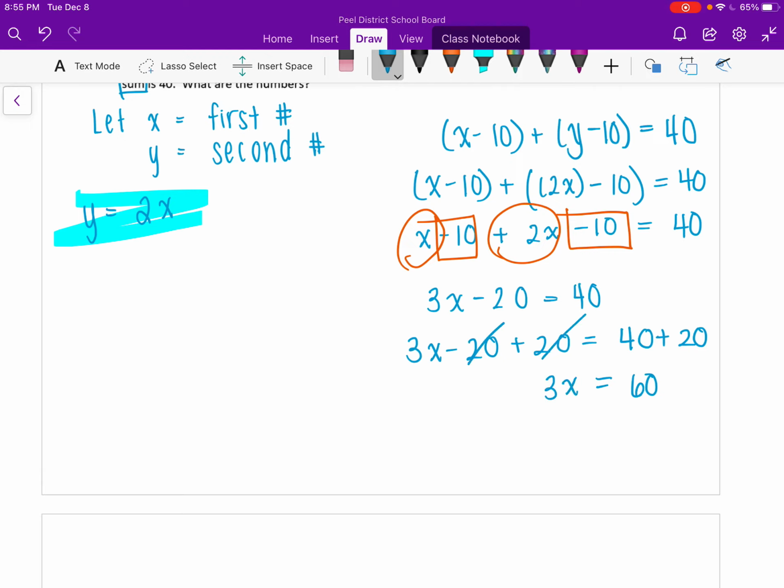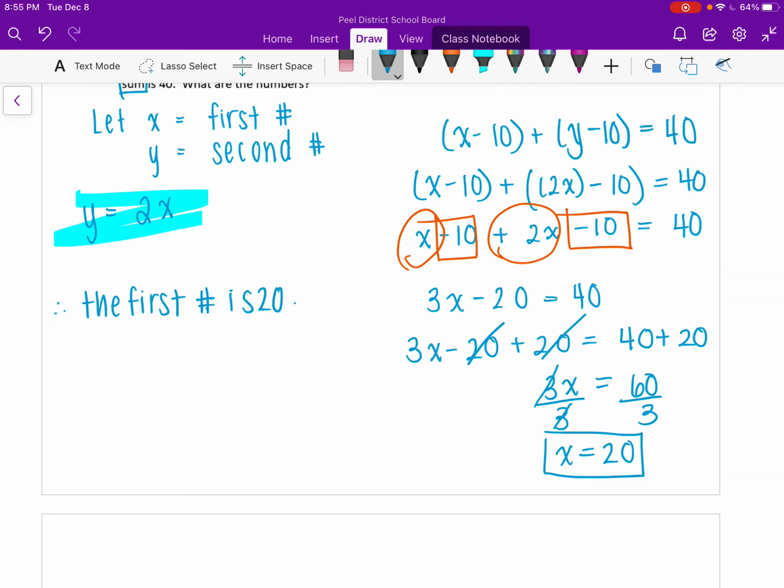You're going to do 3x, right? I want to get the x by itself. Got to get rid of the 3. 3 and the 3 cancel each other out. x is equal to 60 divided by 3, which is going to give us 20. So one number is x, which is 20. So therefore, the first number is 20.